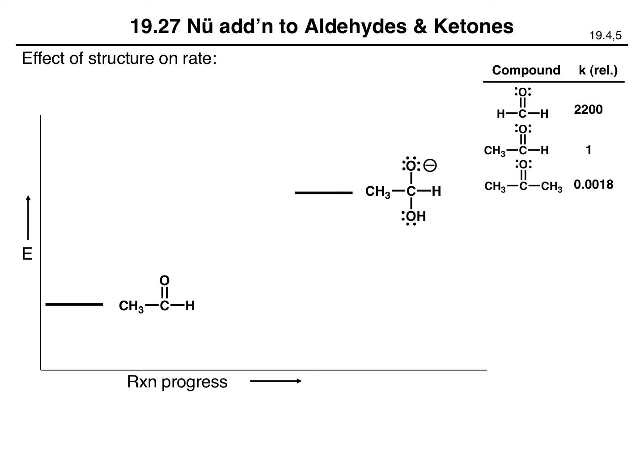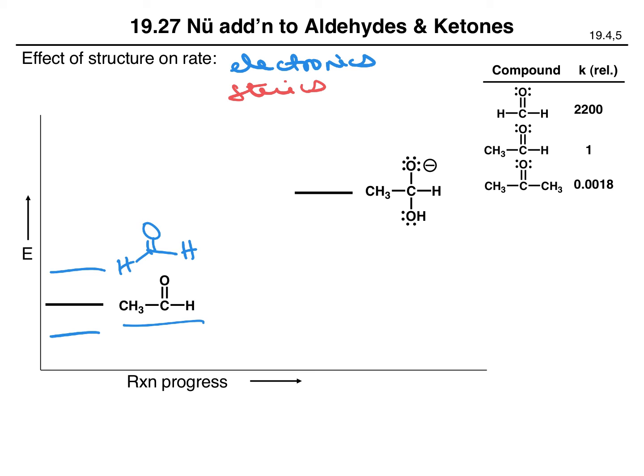Next, let's consider the effective structure on the rate of nucleophilic addition reactions. So once again, we want to think about electronics and sterics. So for electronics, we should again think about the starting material. It's the same situation that we're looking at, where if we compare acetaldehyde with formaldehyde, we know that formaldehyde will be higher in energy because those hydrogens cannot stabilize the partial plus, and we know that acetone will be lower in energy because the alkyl groups can help stabilize the partial plus.